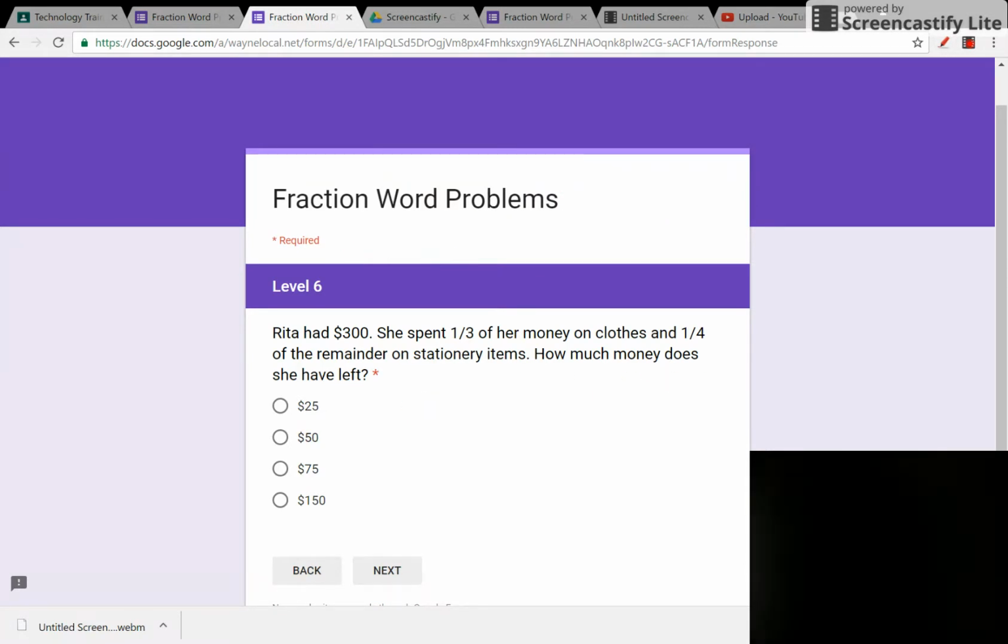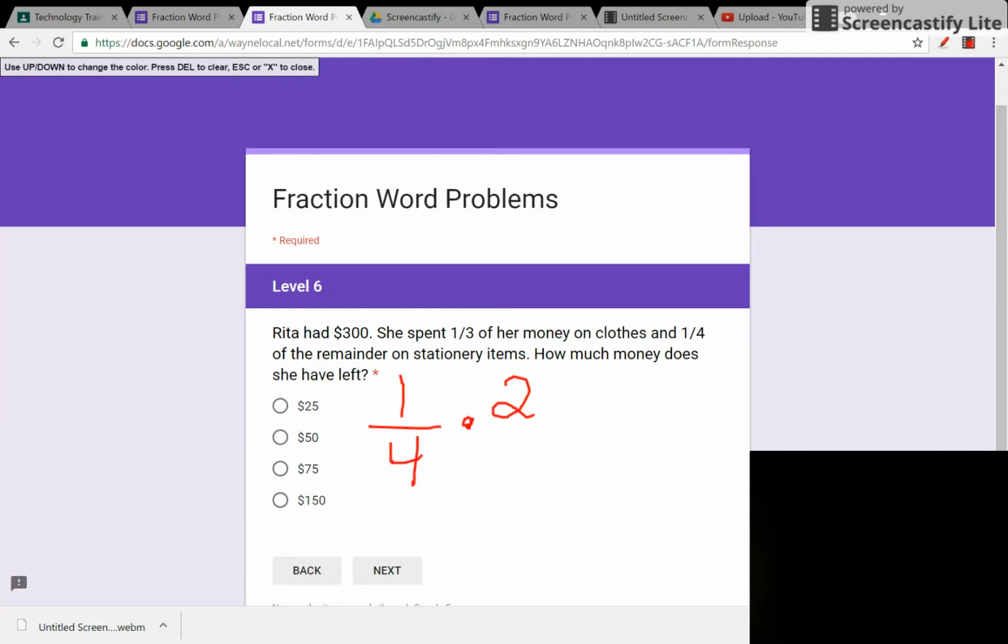Okay, from here, now we do the second part of that, which is 1/4 of her money. So let me clear that out. So now she's got 200 left. 1/4 of the remainder is spent on stationary items. So now I have to do 1/4 of 200. 1/4 times 200.